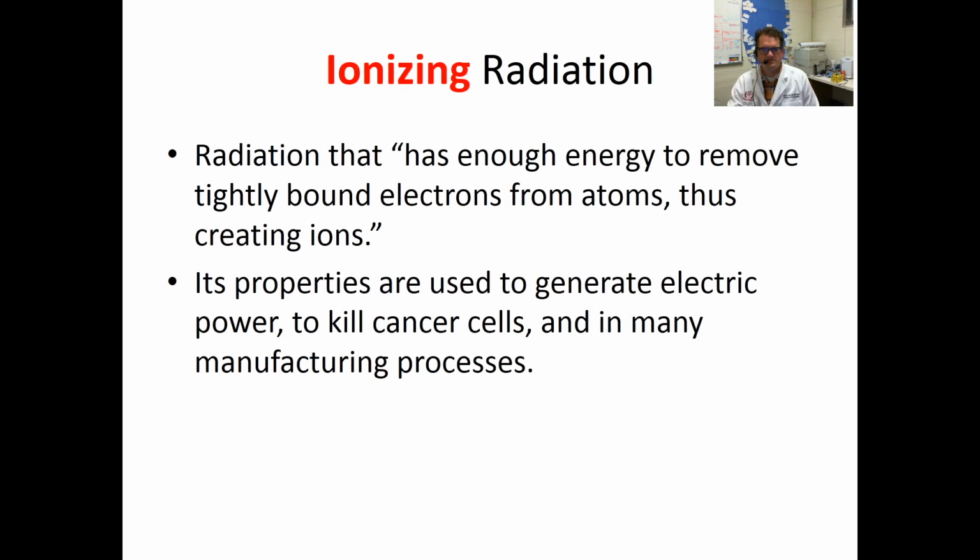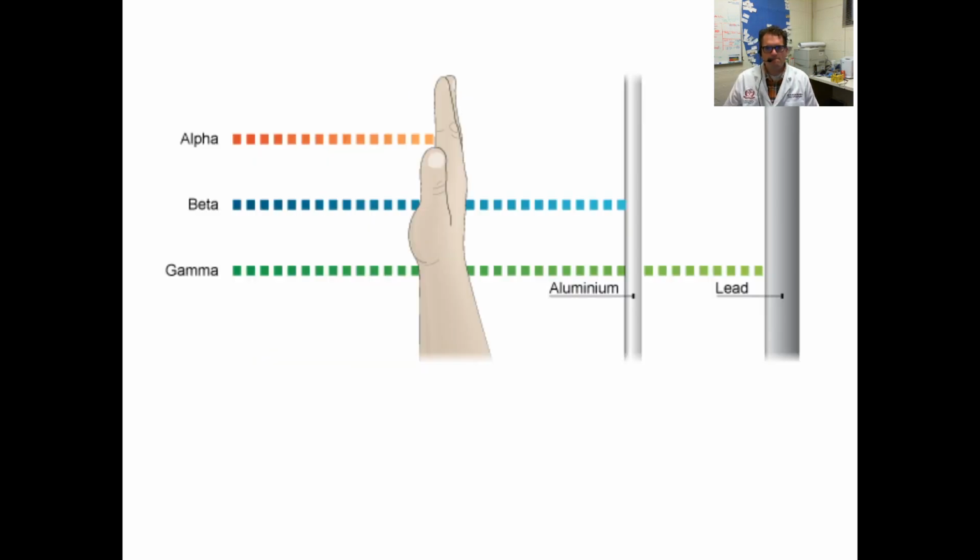Ionizing radiation is anything that has enough energy to remove tightly bound electrons from atoms, thus creating ions. Usually we use this to generate electricity, kill cancer cells, and in many types of manufacturing. This is a pretty typical image of the three types of particles coming out of ionizing radiation: alpha, beta, and gamma. Alpha particles are large, so they can't pass through human skin, even, or paper. Beta, on the other hand, can pass through human skin, but will be stopped by a soft metal like aluminum, and then gamma can go all the way through.